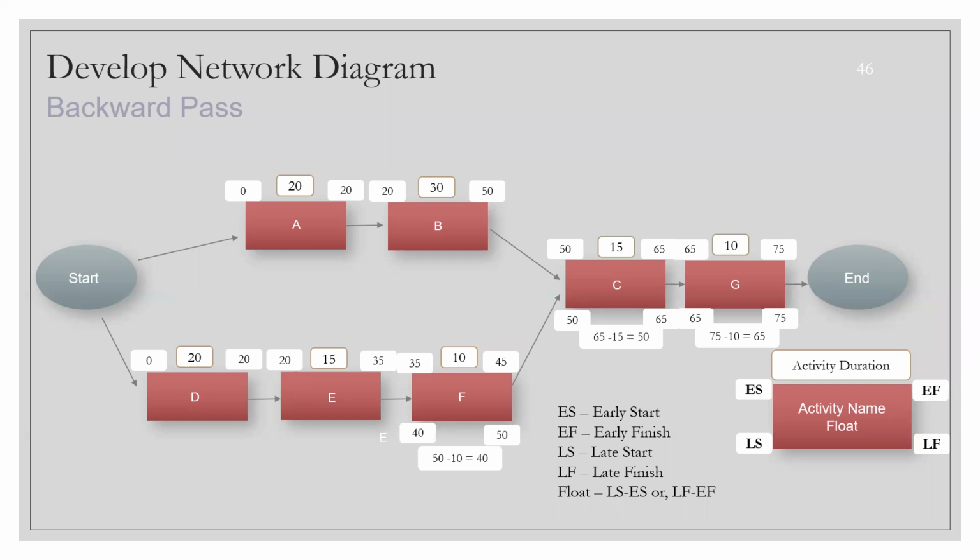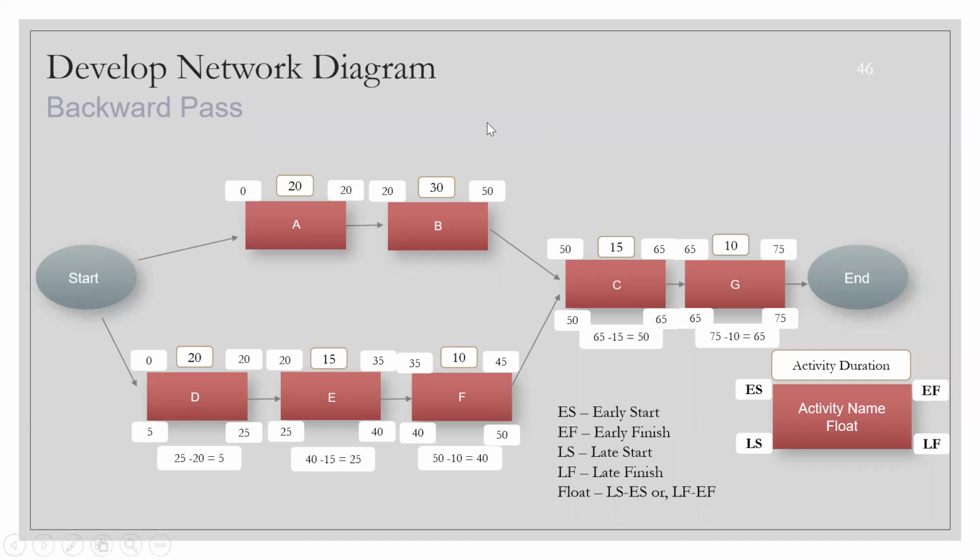So late finish for activity E will be 40. Okay, we are just going backward, and 40 minus 15, which is 25, which is the late start. Similarly, here, late finish for D, the starting point will be 25, and 25 minus 20 is 5. That is the late start. Now, what does it mean?